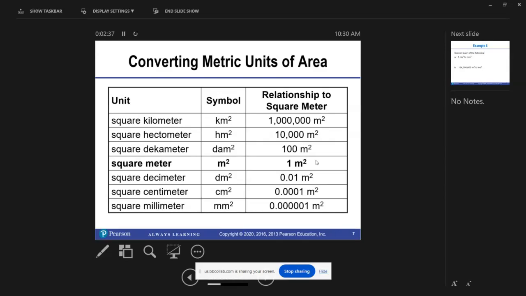Okay, converting metric units of area. So when we're talking about area, we're going to have square units instead of just units. So here's a chart that you might refer to, showing you what the unit is, the symbol for the unit, and then what the relationship would be to a square meter.